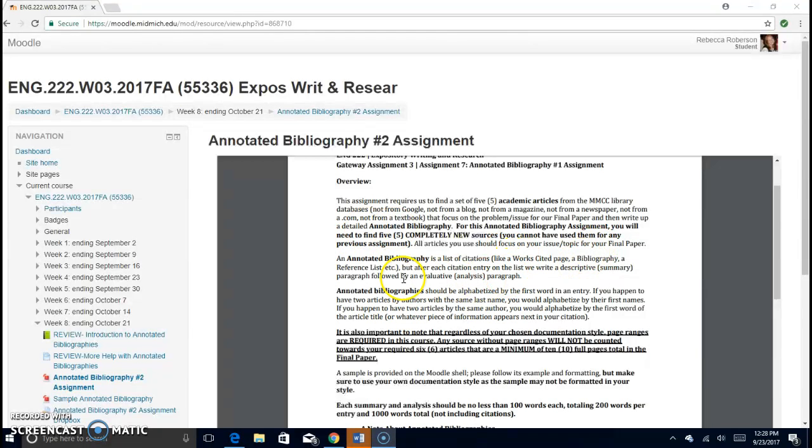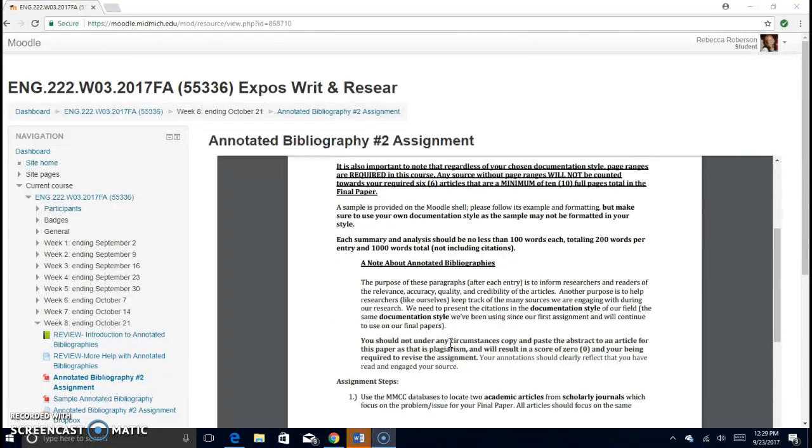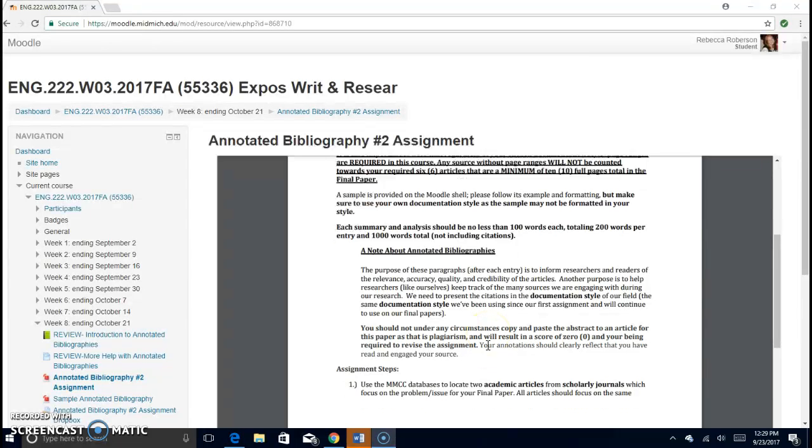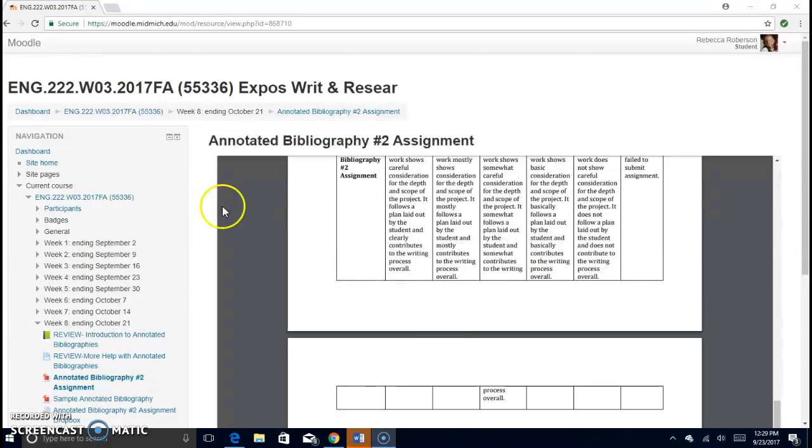This information is all the same and explains what an annotated bibliography is, how it should be organized. Again, remember, you must have page ranges for any source used in this course. You have the same sample, and please remember each entry should be 100 words per paragraph, a total of 200 words per entry, not including any citations, and about 1,000 words total for your whole annotated bibliography. Important notes on annotated bibliography: again, do not copy and paste any abstracts or any language from the original assignments into your annotated bib. You've got the same assignment steps here, and of course the same rubric as always.